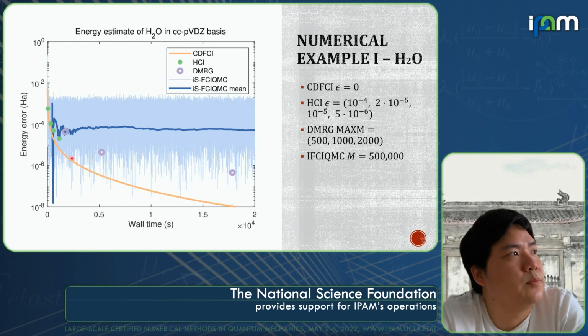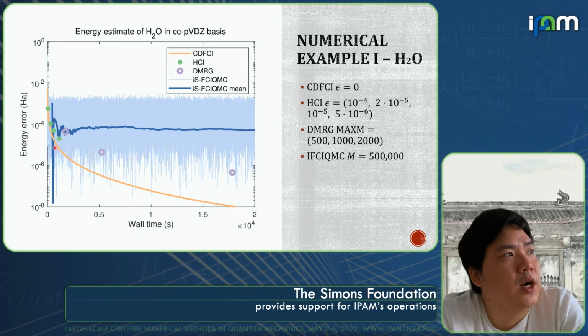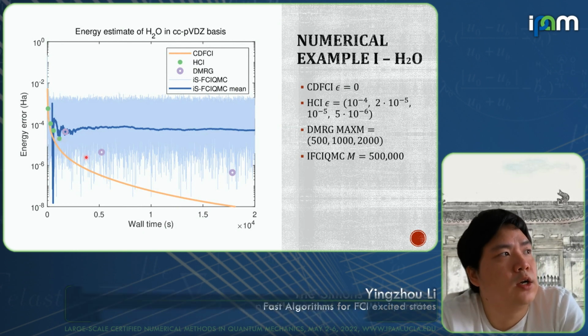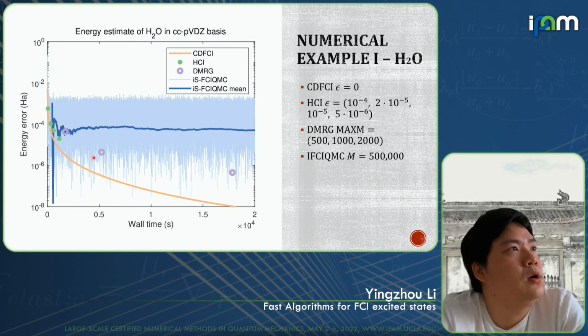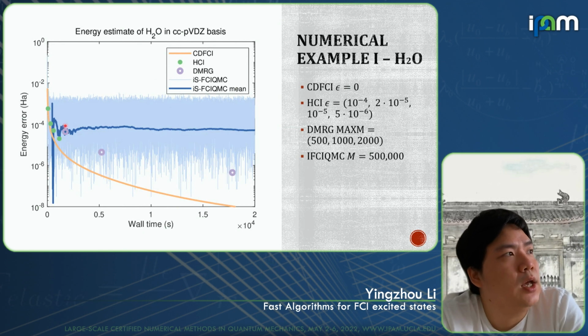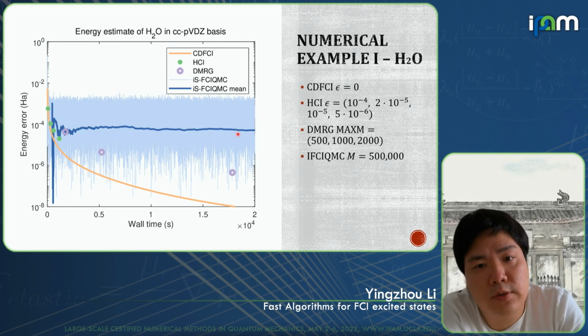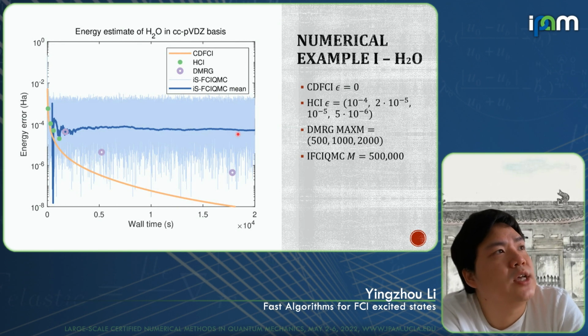This decay is most efficient. And HCI is also doing something very efficient, but due to the memory usage, it stops HCI from going lower. DMRG can achieve very good accuracy, but regarding the wall clock time, it's a little bit slower. And FCIQMC is very efficient in the beginning, but later, due to the bias-variance trade-off, the convergence is not as efficient as others.